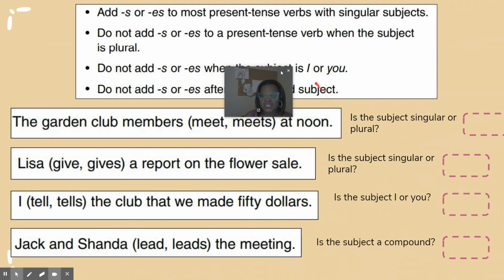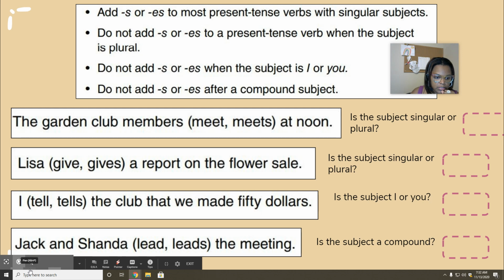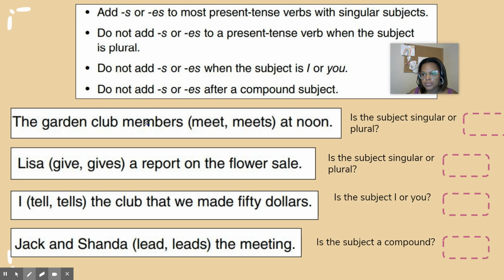Let's see some examples. I put the rules back at the top because that was a lot to remember off the top of your head. I don't even remember it off the top of mine. That's okay. But let's look at the first one. It says the garden club members meet or meets at noon. First thing you should ask yourself, is the subject singular or is the subject plural? What is the subject? The subject is who the sentence is about. Who is this sentence about? This sentence is about the garden club members, okay? So that's more than one.